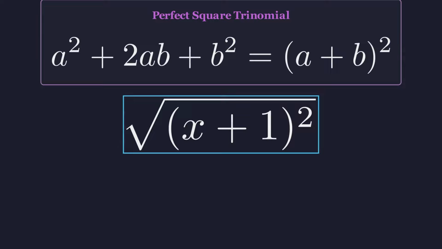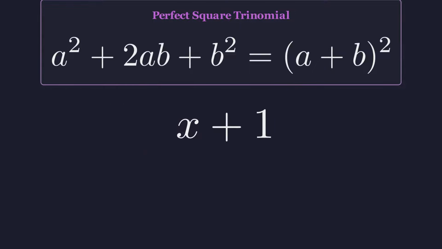The square root of a squared term is technically its absolute value. However, since n is a positive integer, x, which is n squared plus 3n, is also positive. Thus, x plus 1 is positive, and we can safely remove the square and square root. This simplifies the entire expression to just x plus 1.